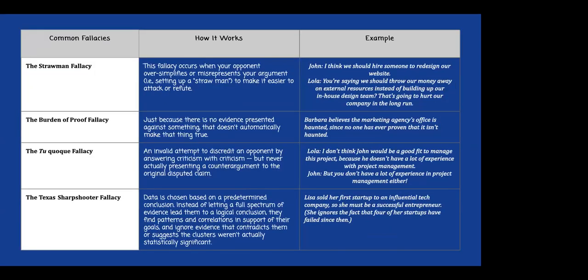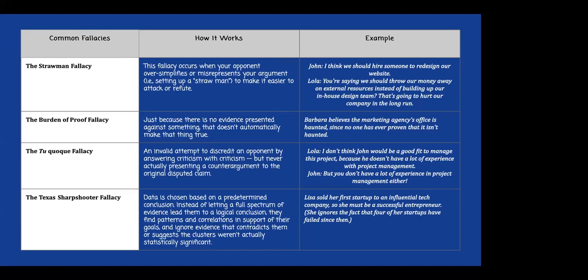Okay. So some of the other most important fallacies: the straw man fallacy. This one is when your opponent just oversimplifies an argument, making it easier to attack or refute. So if you look at this example, I think we should hire someone to redesign our website. So you're saying we throw away all of our money instead of building up our in-house design team? That person jumped completely to conclusions that the original person never even said. So it invalidates the whole argument of what the original person said.